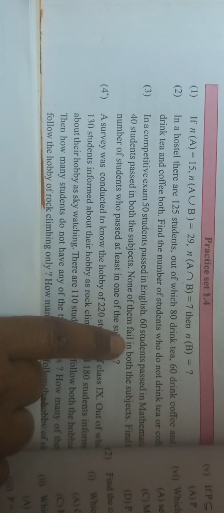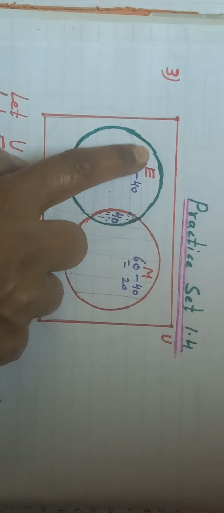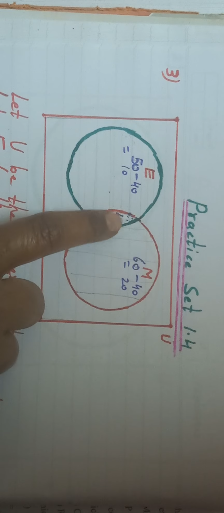Correct? So now the question, they are telling here one thing is being mentioned: none of them failed in both the subjects. It means there is no student who has failed in both the subjects. It means here all, some are passing in English, some are passing in maths, some are passing in both.